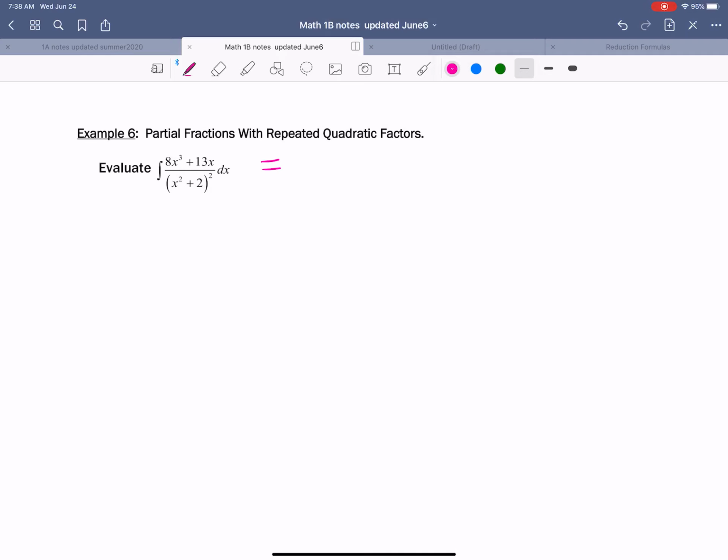Actually, this one I may not have covered yet, where we have repeated quadratic factors. So you have quadratic factors and they're repeated. So let's go ahead and think about breaking the partial fractions first. Okay, first we're only going to focus on the partial fractions. I'm not going to bother about the integral yet, and then we will come back and care for the integral. x squared plus 2 to the second power.